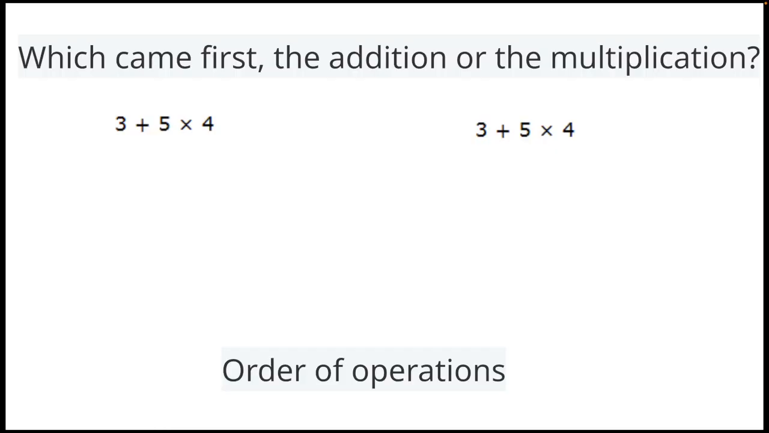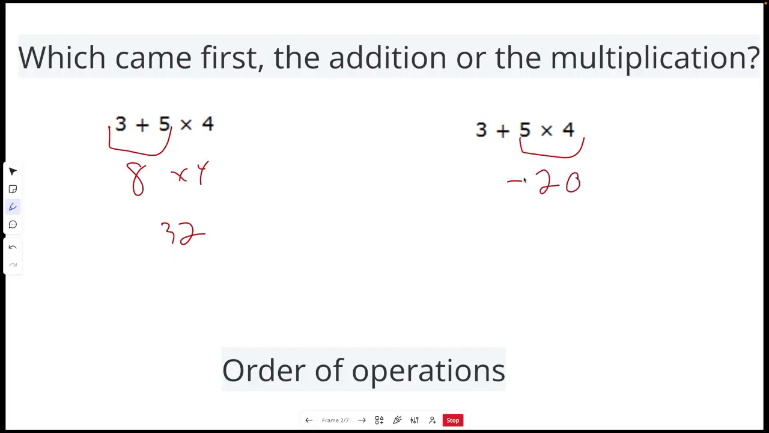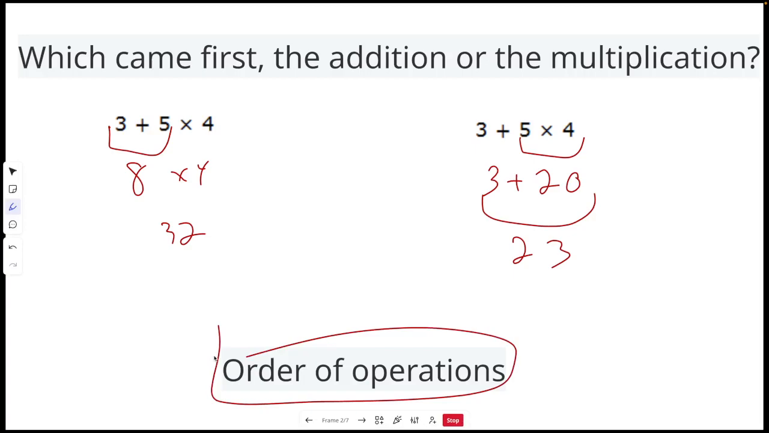All right, so here you have two problems. And the question is, which one do you do first? Do you do 3 plus 5 is 8 first, and then times 4, which is 32? Or do you do 5 times 4, which is 20, and then add the 3, which is 23? Okay, you get two different answers. And so mathematicians came up with something called the order of operations. It's the order you should do the operations in, because you shouldn't be getting two different answers in math like that. So let's take a look at how this works.